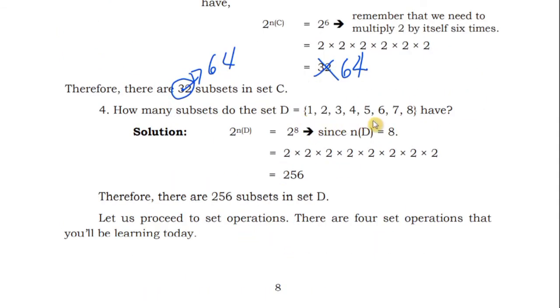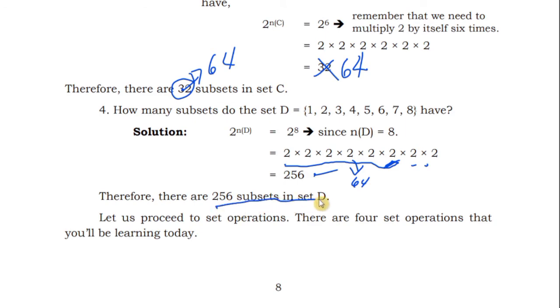1, 2, 3, 4, 5, 6, 7, 8. So you have here 8 elements. So 1, 2, 3, 4, 5, 6. So this is now 64. 128, and 256. We now have 1, 2, 3, 4, 5, 6. So here 64 times 2 is 128, times 2 is 256. Okay, that is correct. So the number of subsets that we have in this given set D is 256.